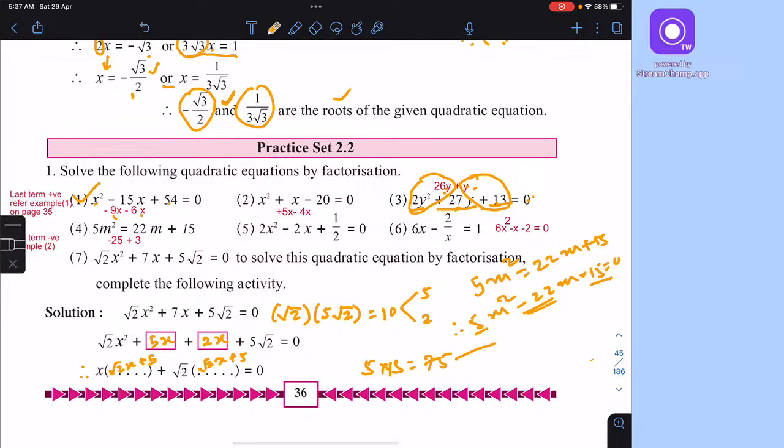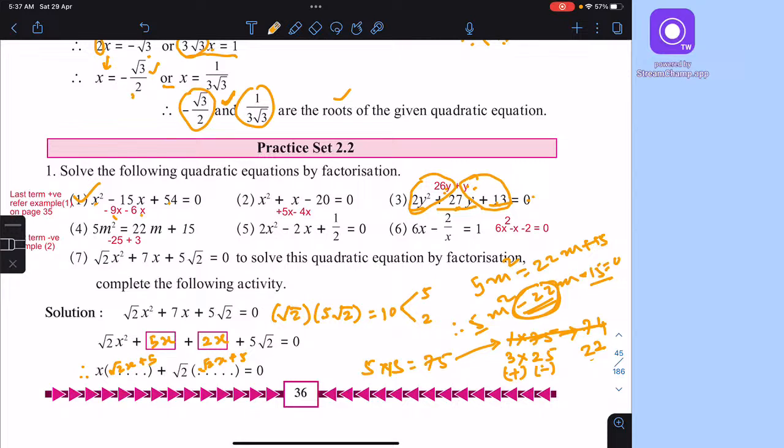If you consider the factors of 75, you may get 1 into 75. 2 is not dividing. 3 into 25 are 75. Then like that you can go on searching. Now we want middle term minus 22. And here minus means difference. 75 and 1 difference is 74. So this is of no use. 25 and 3, the difference is 22. We want 22, but we want it negative. That means 25, the greater number should be negative and the smaller number should be positive.